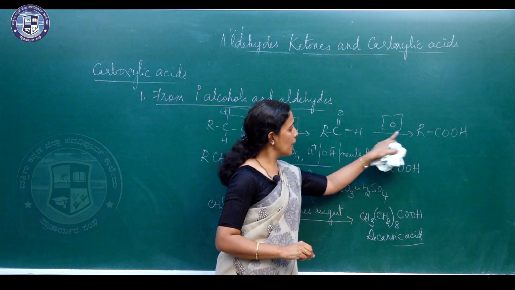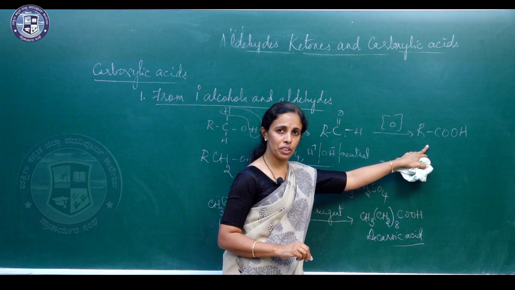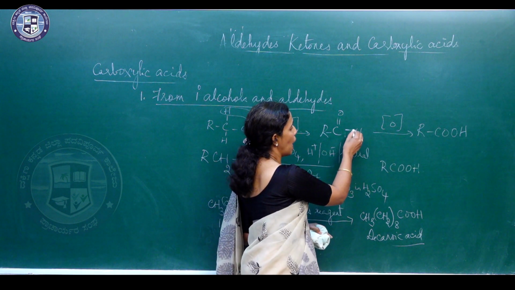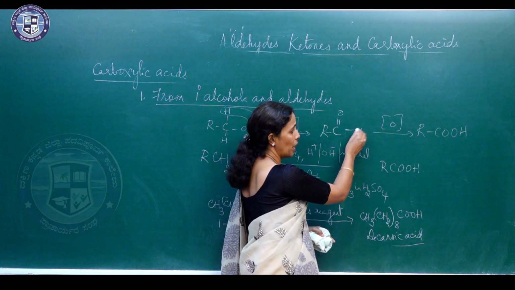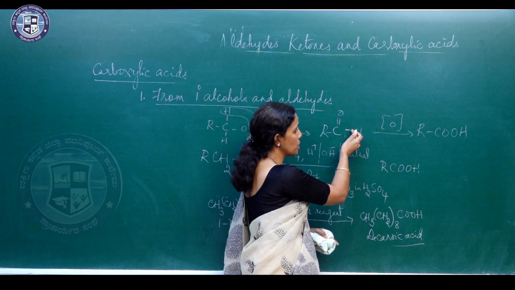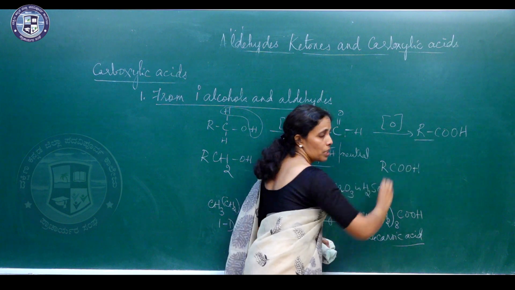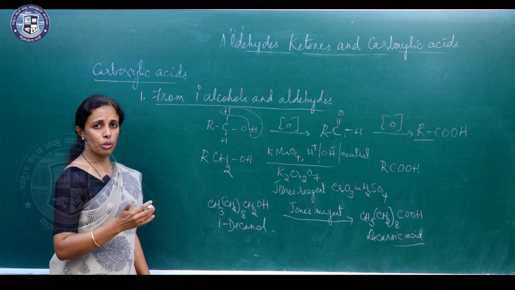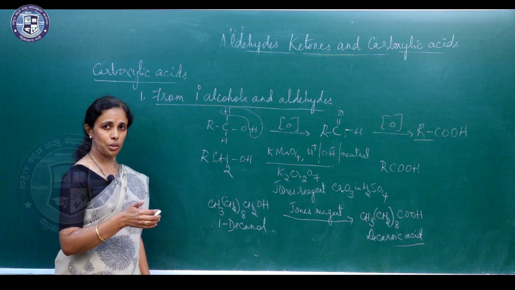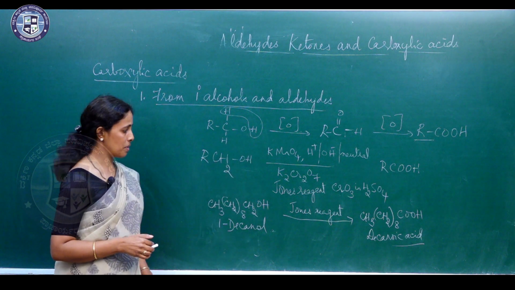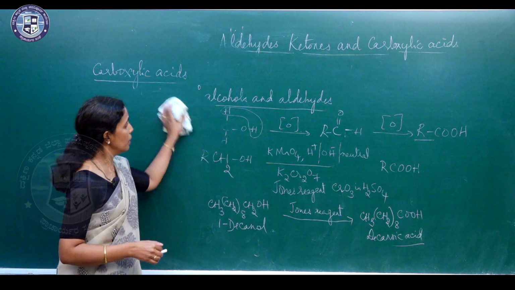Again, the aldehyde undergoes further oxidation to form carboxylic acid. Here an oxygen atom will be introduced, and addition of oxygen is oxidation. So, you get carboxylic acid. This is how you can remember the reaction. We are not going into the details of the mechanism, but you can just remember it like this. So, next method.